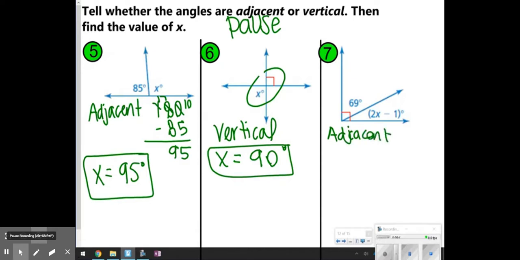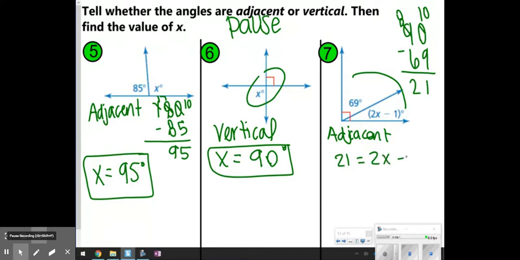And I know that this whole entire corner should be 90 degrees, and I already have 69 degrees worth of that. So what I'm going to do is figure out how much I have left. So that'd be 21 degrees. So 21 degrees is equal to 2x minus 1. I probably can solve by adding first. So I'm going to add 1 to both sides. So that's 22 is equal to 2x. And then divide both sides by 2. x is equal to 11 for number 7.